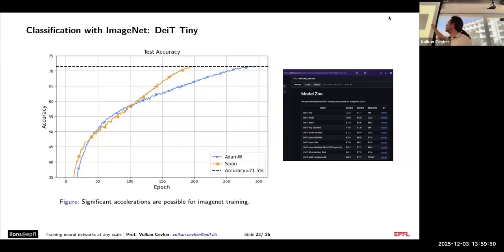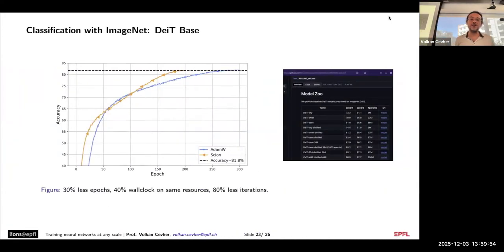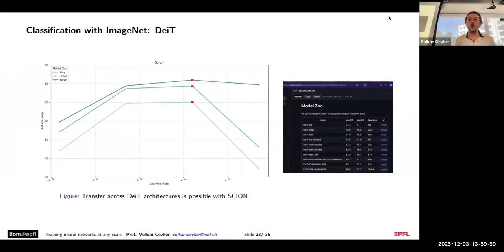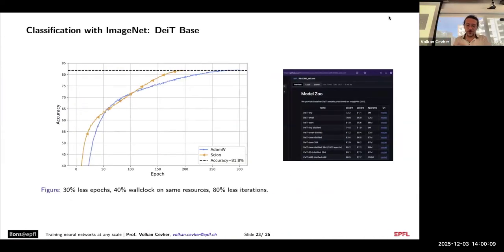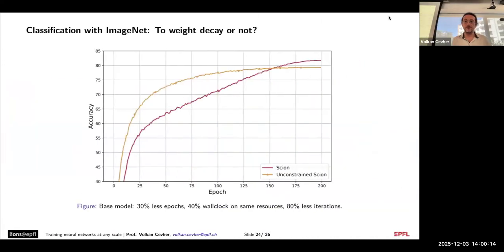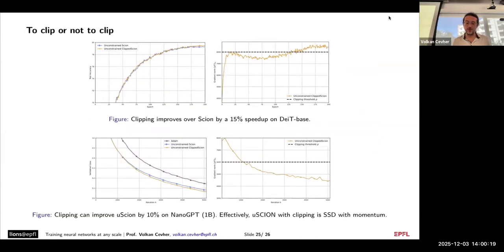And there exists a highly tuned baseline, Google's baseline, right? What we did is actually beat that baseline by a lot. And what was cool is that you can train and tune the tiny model, transfer to the base model, and get 30% fewer epochs, 40% less wall clock time, and 80% fewer iterations. And this weight decay perspective turns out to be very important. And of course, the clipping version that I mentioned, which is an oral tomorrow, also makes a difference.